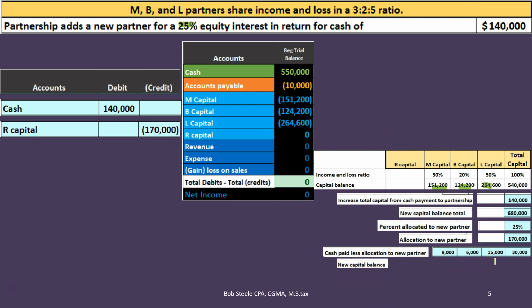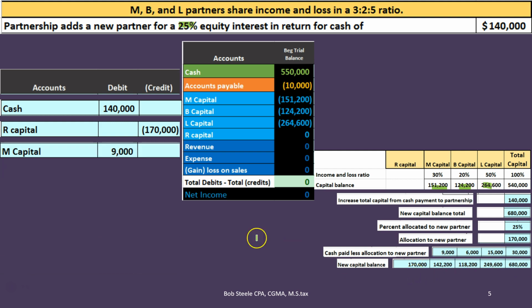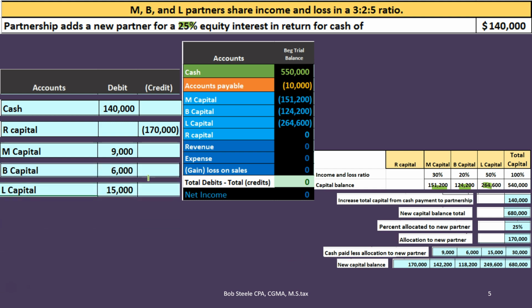Therefore, this will be the ending capital accounts. So we'll have this breakout, debit of 9,000 to M, debit of 6,000 to B, and debit of 15 to L. So that's going to reduce their capital accounts. They are not necessarily happy about this, of course, because now that reduces the book value of the company that is basically owed to them.